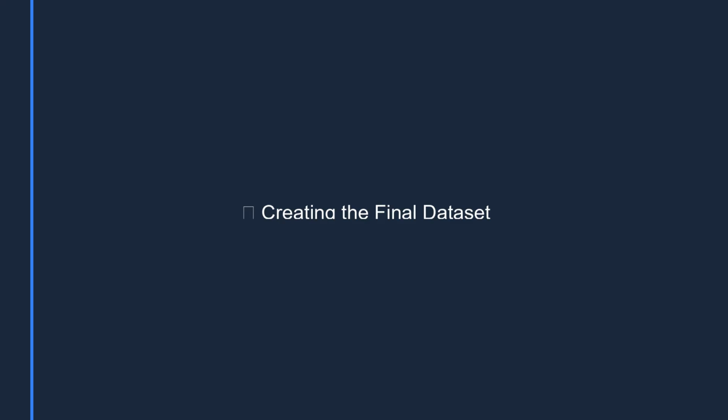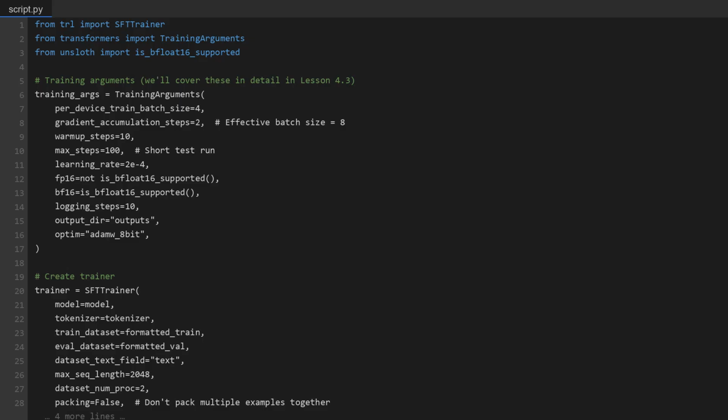Creating the final dataset. This block wires everything together into the SFT trainer from the TRL library, the component that will actually run your training loop. The training arguments object captures all the key decisions. Per_device_train_batch_size of 4 with gradient_accumulation_steps of 2 gives an effective batch size of 8.